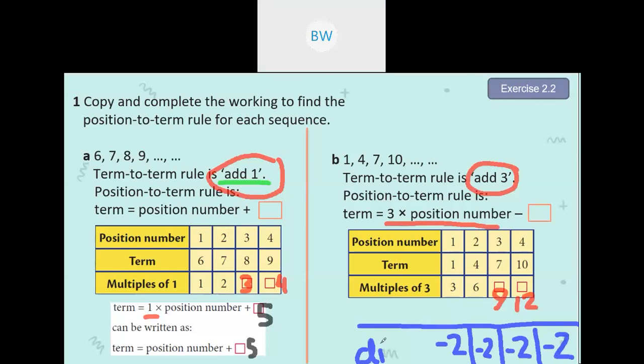Or is there anyone confused about finding the difference? To find the difference, you just directly subtract the terms from the multiples. So 1 minus 3 equals -2. Everything is already constant, negative 2. Someone is confused about how to get the position number.